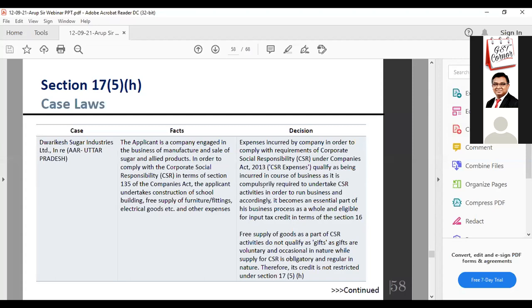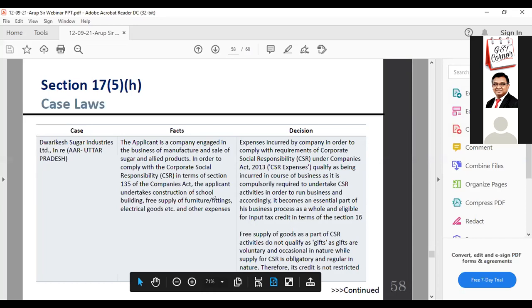Okay, so in this case, though the things are given free of cost, or the ITC has been utilized for construction of a school, or the free supply of furniture and fittings has been given, still in this situation, the ITC was available to the particular taxpayer.